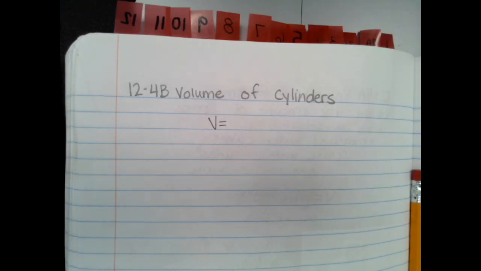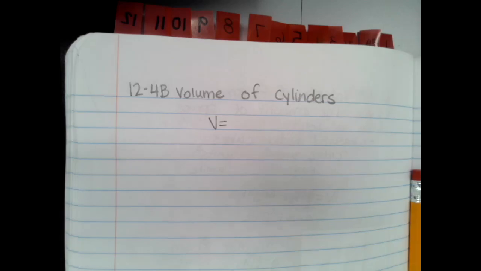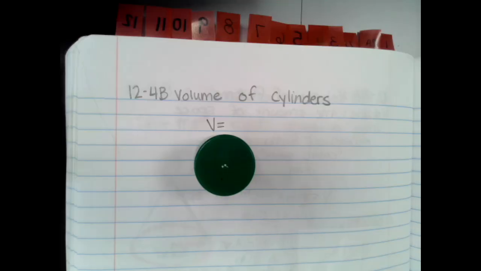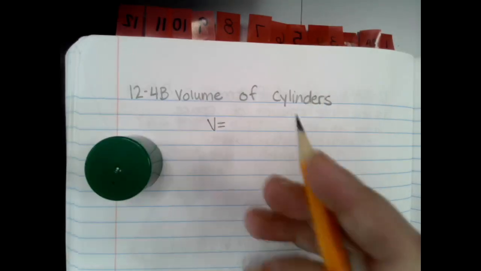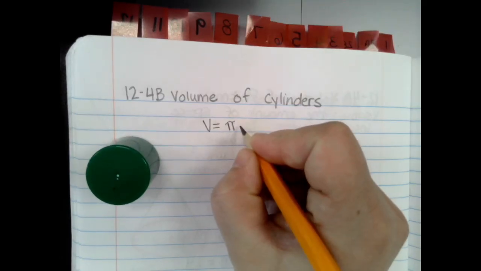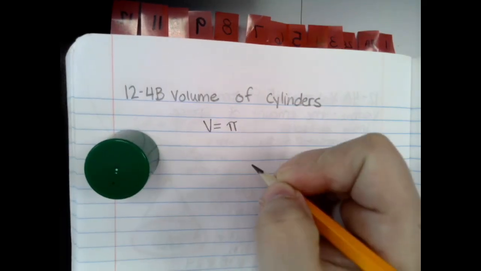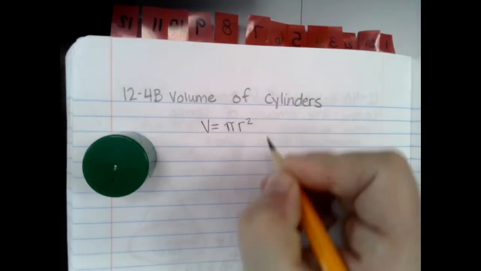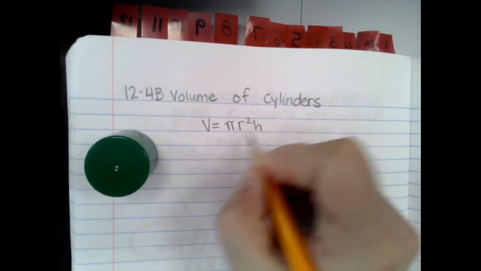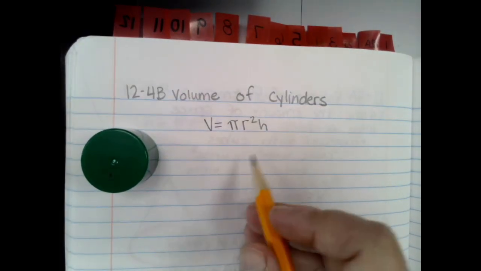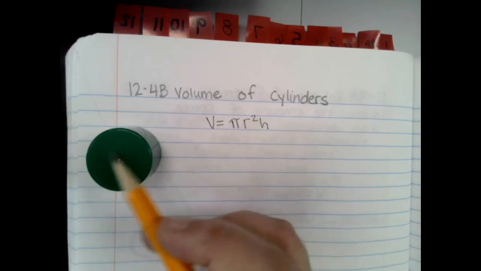Okay, here we go. Volume equals, we have the base. How do I find the area of a circle? Pi. What's our formula for a circle? Pi r squared times h, because it's really just that capital B times height, just like yesterday. It's just that this time our base is a circle.